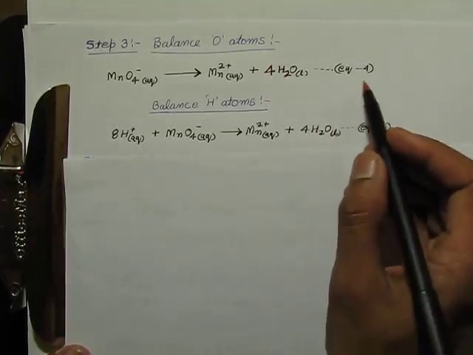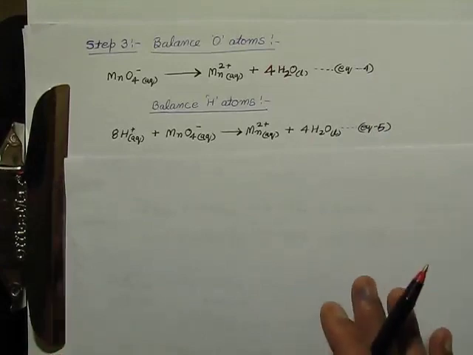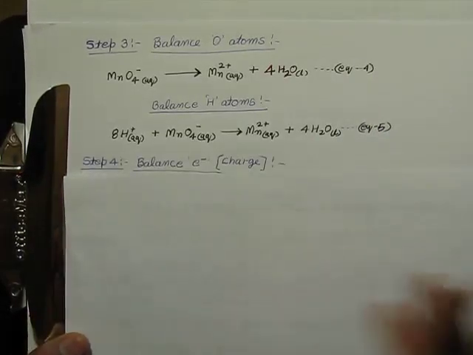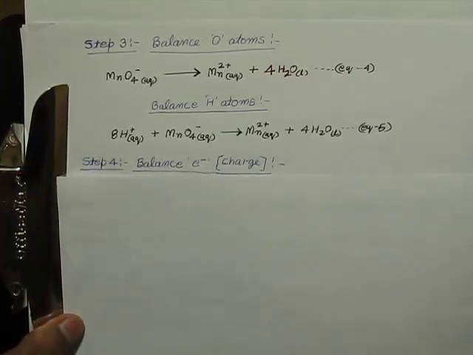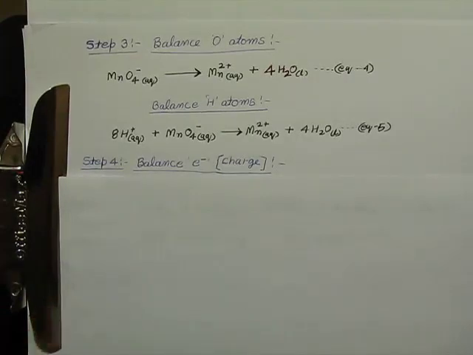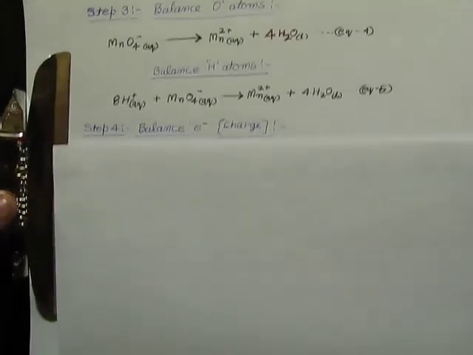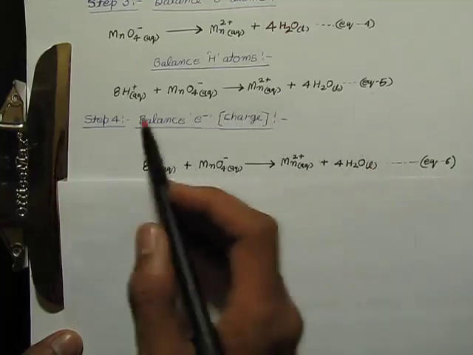It's always better to give every equation a number, then it will be easy to add or multiply in the next step. So what we have to do now, basically we have to balance charges on both the equations. So let's continue first with this reaction.